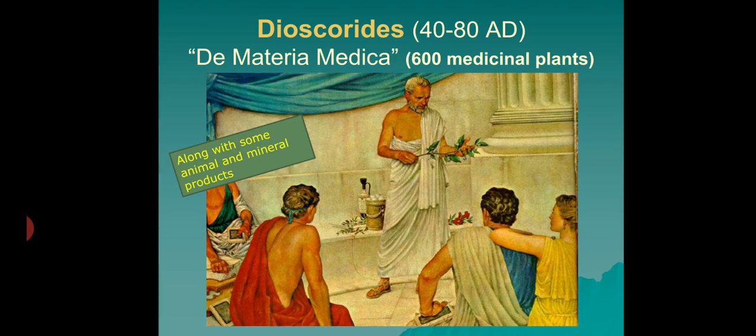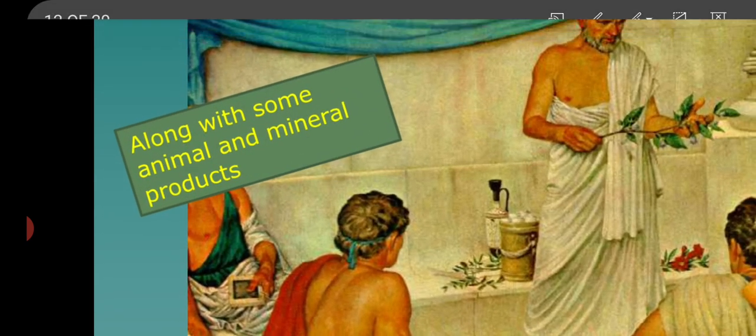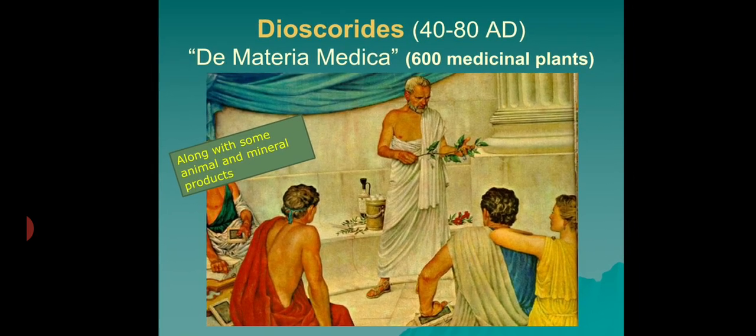Dioscorides. The Dioscorides era started, maybe not BC, after the death of Jesus Christ, 40 to 80. He wrote the book called De Materia Medica, which mentioned information on about 600 medicinal plants. Along with the 600 medicinal plants, he also wrote about some animal and mineral products. So Dioscorides' contribution was 600 medicinal plants along with mineral and animal product details, written in the book called De Materia Medica.